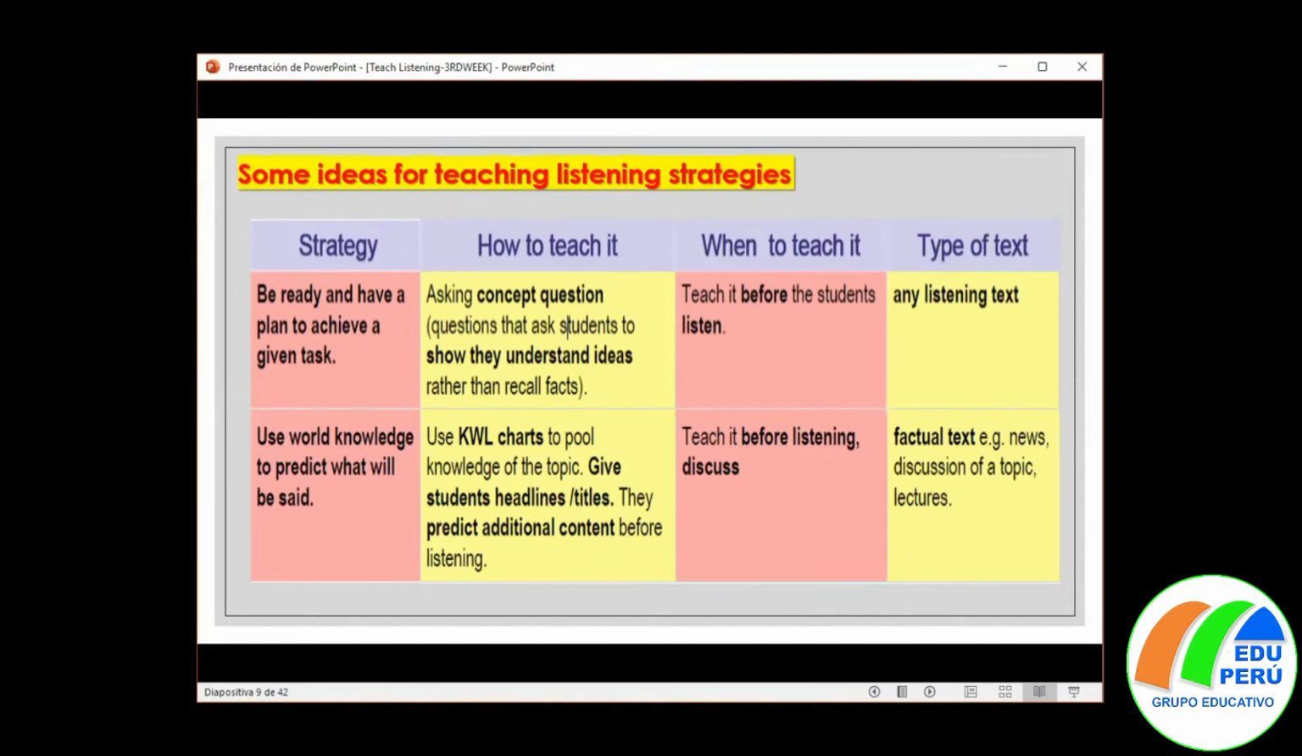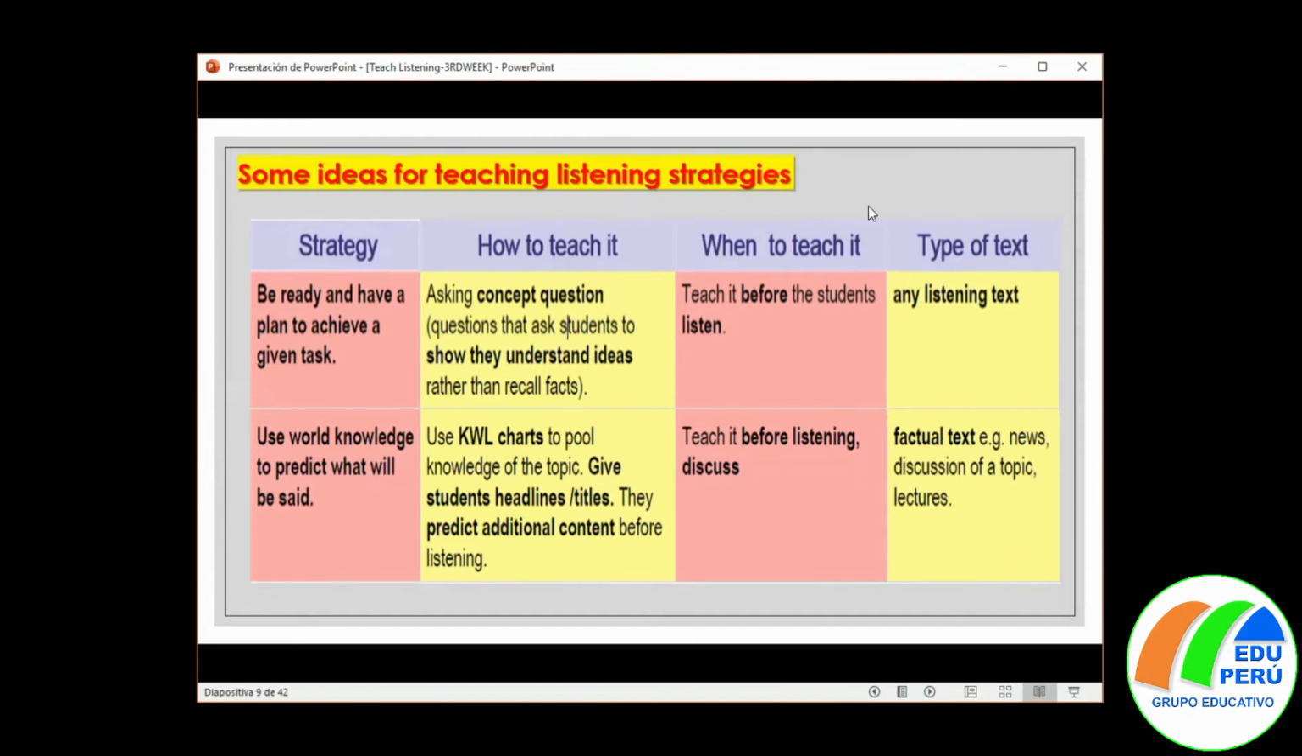When to teach it? Teach it before listening. Discuss, they can discuss too. Type of test: factual test. For example, news, discussion of a topic, lectures. For example, this is what I usually do with you, no? I start asking you, oh, what do you know about a strategy? And you tell me, oh yeah, teacher, I think this is it. Oh no, teacher, I think this is not. I think this is the other side. And notice, here I'm using this in order to predict what the topic will be about.